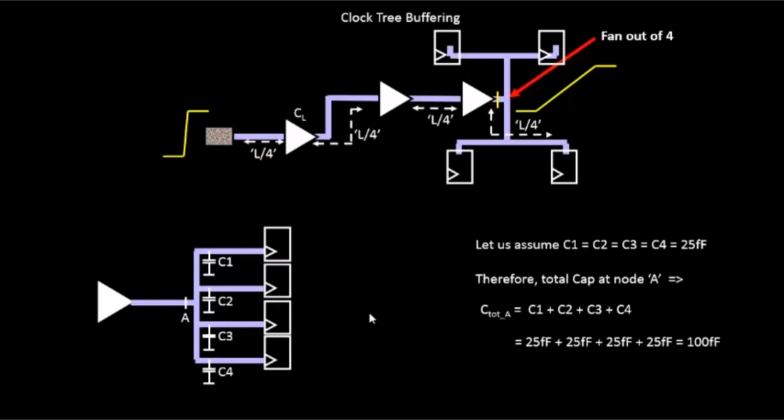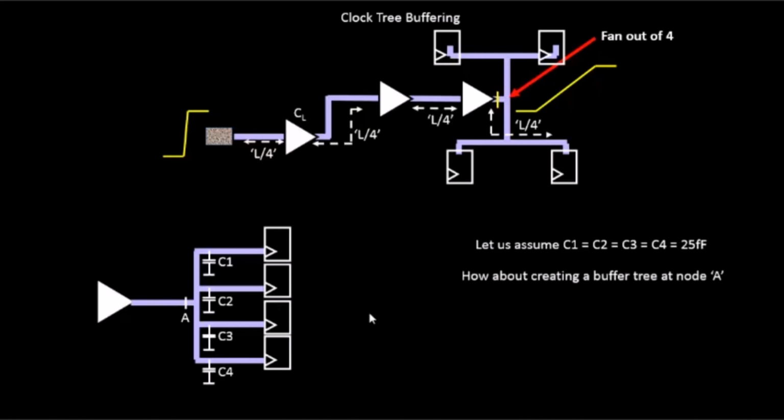One of the best solutions is: how about creating a buffer tree at node A? This buffer tree that we will create at node A will be slightly different from the tree that we built over here. Over here, the tree that we built was in a linear fashion. We were placing buffers at equal distances from each buffer. But over here, the tree that we will be building will be more of a hierarchy.